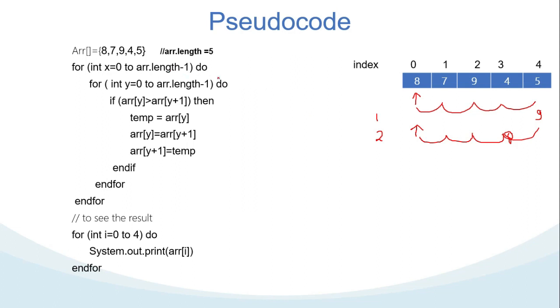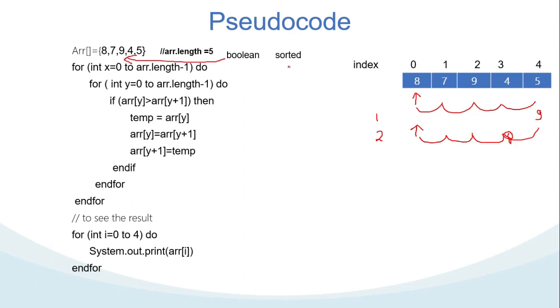There is room to improve our pseudocode, or to optimize our pseudocode. What if the numbers are already sorted or half sorted? Why do we have to keep on sorting? Then we can optimize our code.